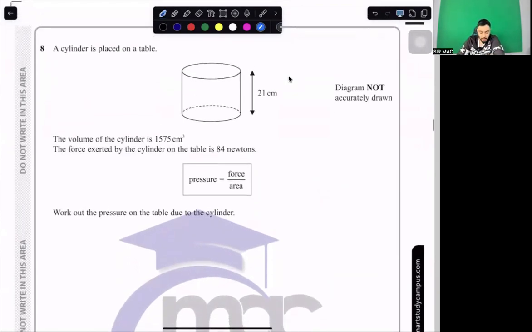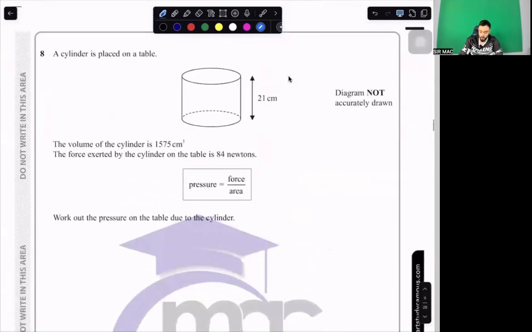Okay, now the cylinder is placed on the table. So they're saying that there's a cylinder placed on the table, and this question is worth 3 marks. The volume of the cylinder is given as 1575. The force exerted by the cylinder on the table is 84 newtons. Work out the pressure. So pressure is force over area.